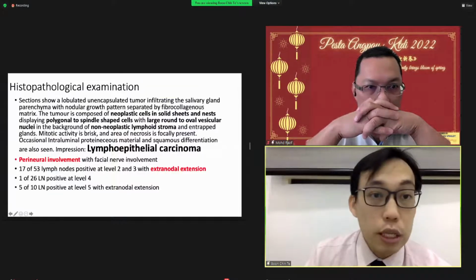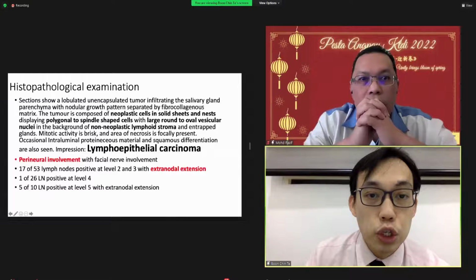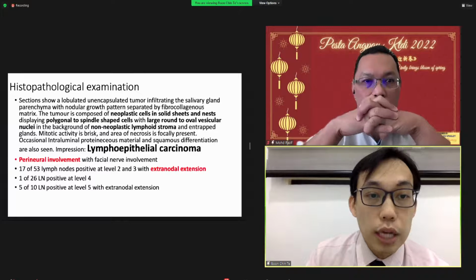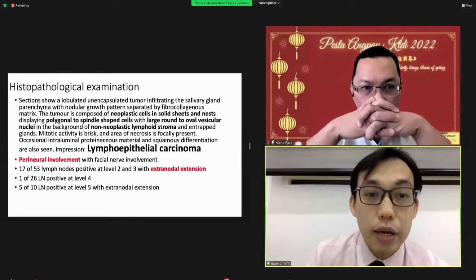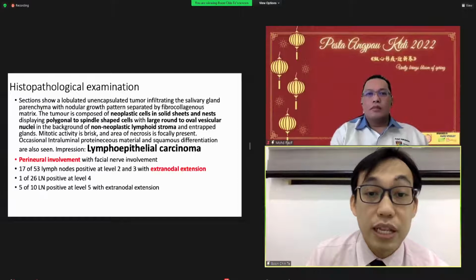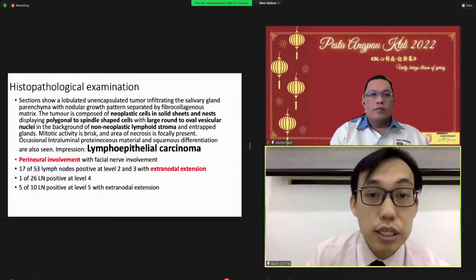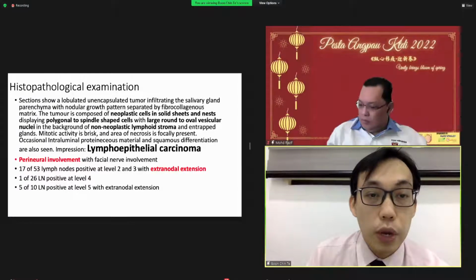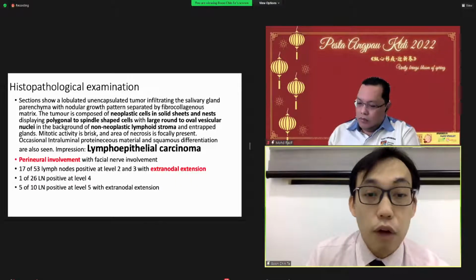So histopathological examination of the specimen from this operation shows neoplastic cells in solid sheets and nests, with polygonal and spindle-shaped cells with large round to oval vesicular nuclei in the background of non-neoplastic lymphoid stroma, which are all features of lymphoepithelial carcinoma. There is perineural involvement with facial nerve involvement. The margins are all clear. Even at the facial nerve, at the end of the operation we took the margin of the proximal part of the facial nerve, and it was reported free of malignancy.